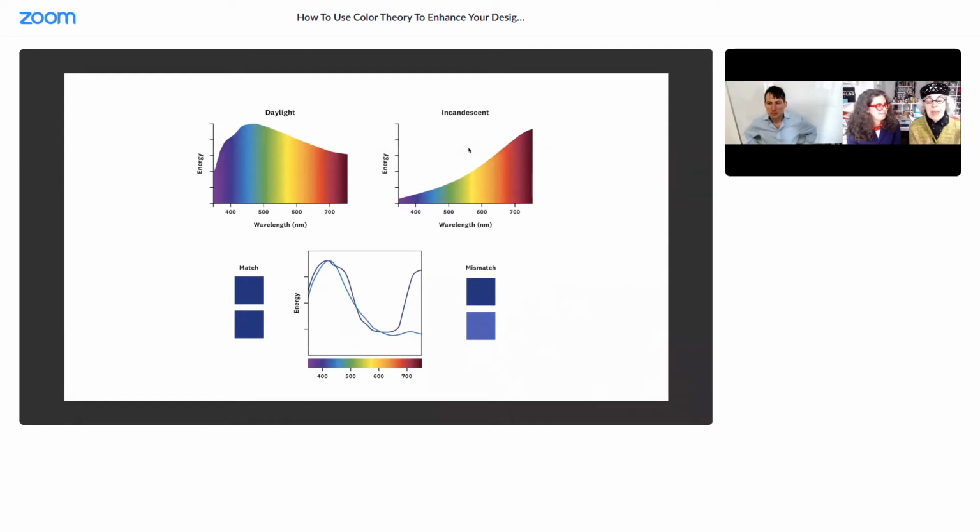This is the bane of every designer's existence. Color appearing one way in the showroom, another in the space where it will be used. So designers, beware. This is due to the different molecular properties of the dye, say a pigment dye versus a vat dye, and the different molecular properties of the fibers, say a wool versus a nylon.